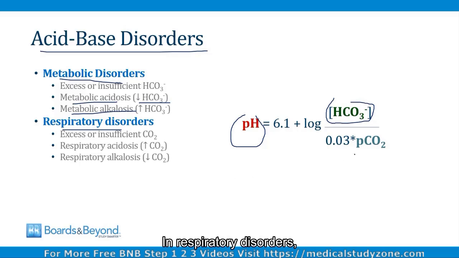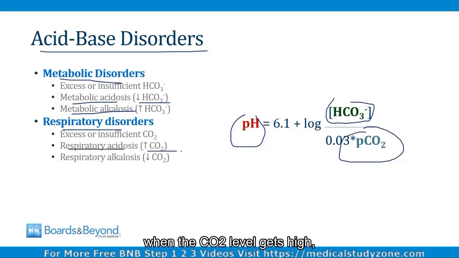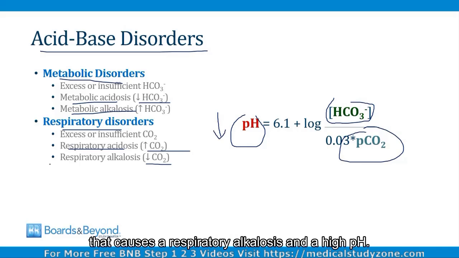In respiratory disorders, the problem is excess or insufficient PCO2. So we call it a respiratory acidosis when the CO2 level gets high, because this tends to lower the pH and cause an acidosis. When the CO2 level gets low, that causes a respiratory alkalosis and a high pH.